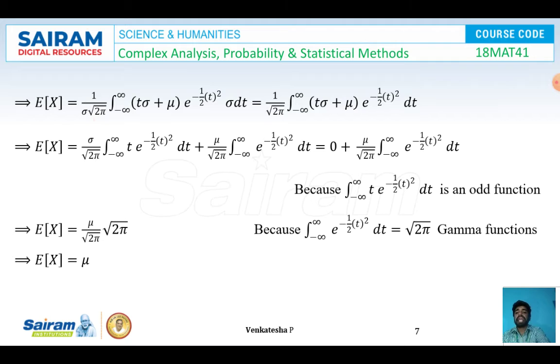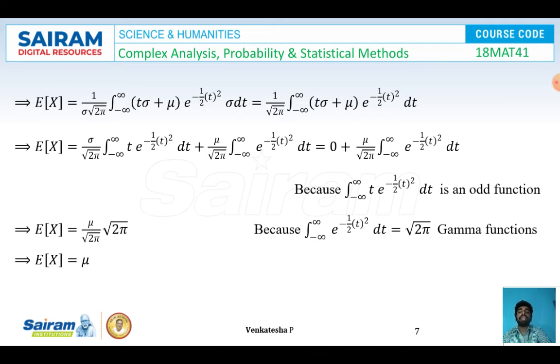So now we can cancel this sigma. So I got 1 by square root of 2 pi, integral minus infinity to plus infinity, t sigma plus mu, e power minus 1 by 2 t square dt. By expanding the integral, I got expectation of x is equal to sigma by square root of 2 pi, integral minus infinity to plus infinity t e power minus 1 by 2 t square dt, plus mu by square root of 2 pi, integral minus infinity to plus infinity e power minus 1 by 2 t square dt.